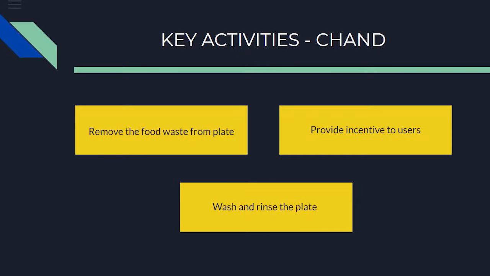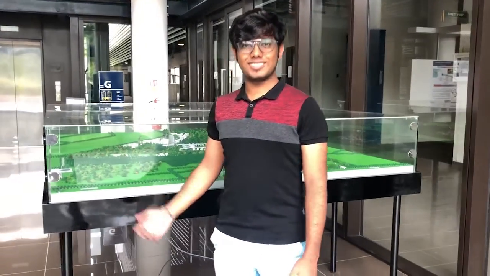The first is to remove the food waste from the plate. The second would be to wash and rinse the plate. And finally, the third is to provide an incentive to the user which will encourage them to clean up after eating. Now let's move on to the key partnerships.